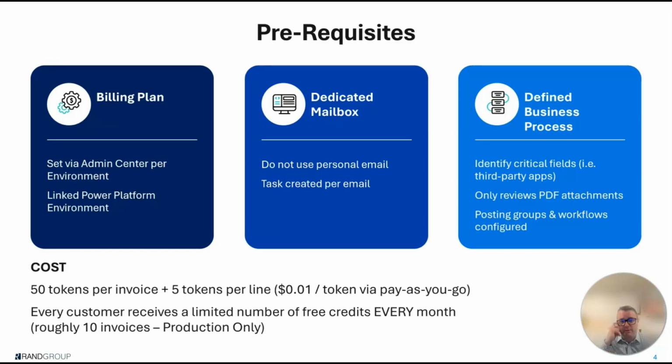So I mentioned off the top, you need to have a billing plan. The cost of the agent to process invoices actually is very affordable. It's 50 tokens for the invoice header, 5 tokens per line. So as an example, if you've got a 5-line invoice, that's going to be 75 tokens. If you're on a pay-as-you-go plan, 75 tokens is 75 cents USD. You can get tokens in bulk for a little bit cheaper. So you can buy 25,000 tokens as an example for $200 USD. But your rough pricing on a 5-line invoice or a standard invoice is about 75 cents. And again, it does that all automatically for you.